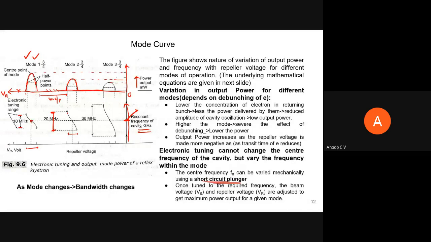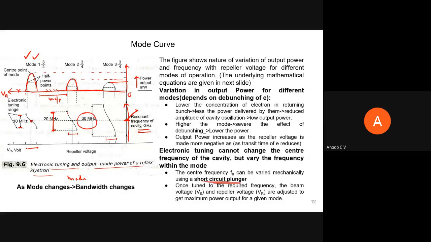And further in mode 3, 3/4, I have even more bandwidth, that is 30 megahertz. By electronically tuning, I can obtain frequencies around the center frequency, plus this 30 megahertz, but the power output is minimum. So that is the mode curve. This is electronic tuning and output mode power of a reflex klystron. If you are asked to draw the mode curve, this is what you have to draw.